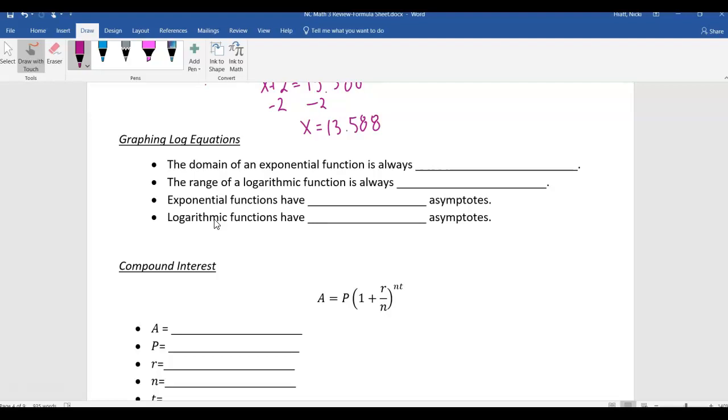We talked about domain and range of this. For the domain of an exponential function, you always have a domain of negative infinity to infinity, or it might be called all real numbers. And in a similar manner, the range of a log function is always negative infinity to infinity, or all real numbers. Okay. Exponential functions are always going to have horizontal asymptotes, and log functions are always going to have vertical asymptotes. So those are some things to remember that can help you answer some questions there.